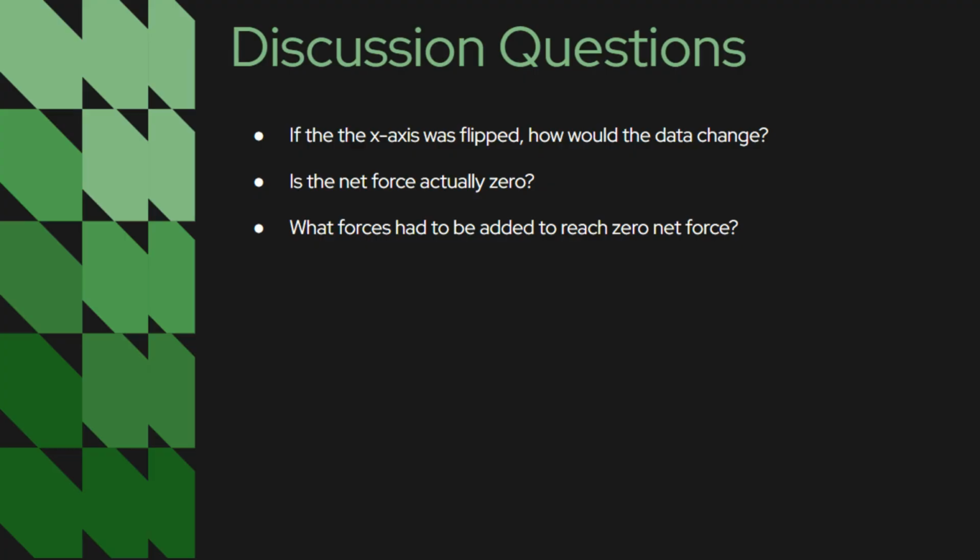Is the net force actually zero? In the observed model, it is not actually zero due to outside forces such as friction or air resistance slowing it down. What forces had to be added to reach zero net force? In the observational model, those forces would be the force of gravity acting downwards and the normal force acting upwards, which would cancel all the forces in the y direction. And the computational model doesn't include friction, so we can automatically set it to zero.